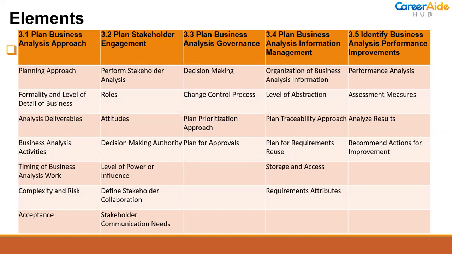And the fourth task has the elements broken down as organization of business analysis information, the level of abstraction, to plan the traceability approach, you plan for requirements reuse, plan for storage and access, and also requirements attributes. The fifth task, identify business analysis performance improvement, has the elements listed as performance analysis, assessment measures, analyze results, and then recommend actions for improvement.